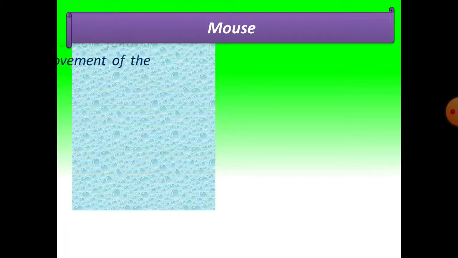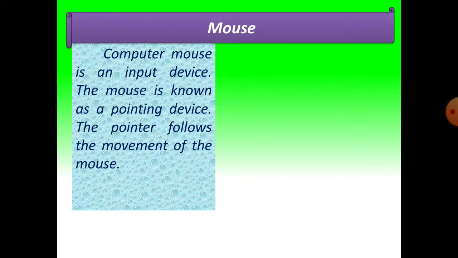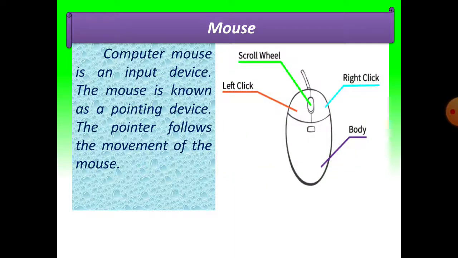Next is mouse. Computer mouse is an input device. The mouse is known as a pointing device. The pointer follows the movement of the mouse. This is a labelled diagram of a mouse. You see the components of a mouse are left click button, right click button, scroll wheel and the body of the mouse.